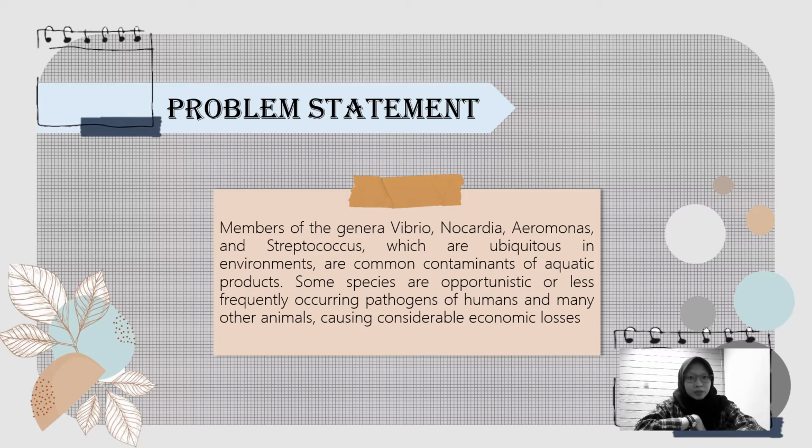The problem that has been found is that members of the genera Vibrio, Nocardia, Aeromonas and Streptococcus, which are ubiquitous in the environment, are common contaminants of aquatic products. Some species are opportunistic or less frequently occurring pathogens of humans and many other animals, and can cause considerable economic losses.